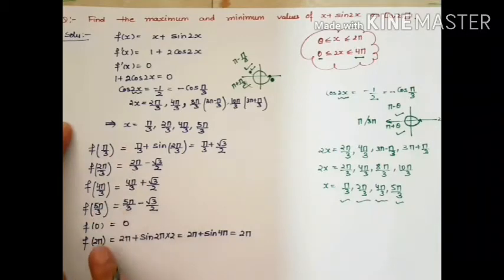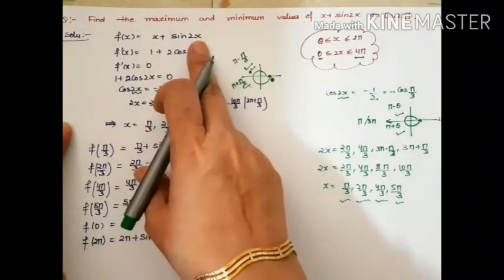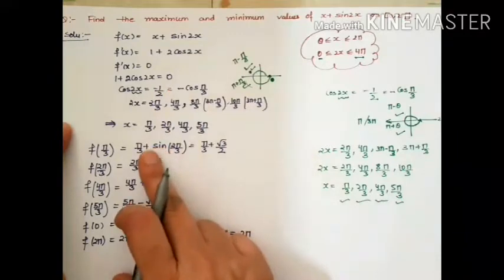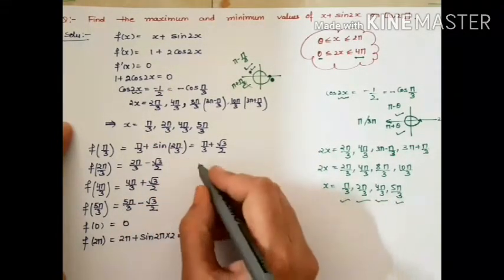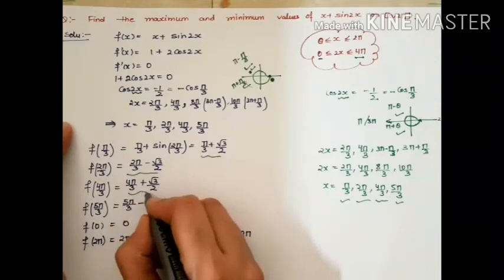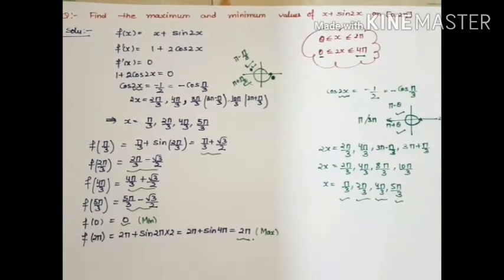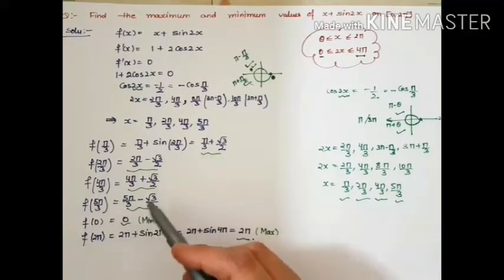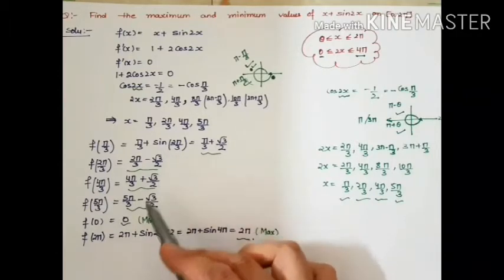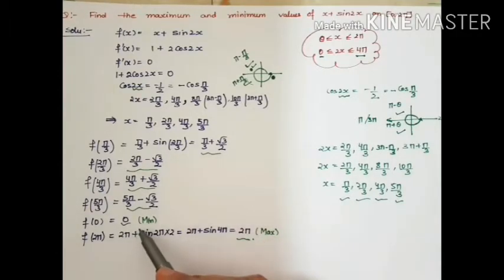Now just substitute all these angles one by one in this equation, x plus sine 2x, and try to find the values. So these are the values that we are getting. Now once you put pi as 22 by 7 and calculate, you can see that out of all these values, the minimum value we are getting at 0 and the maximum value we are getting at 2 pi. So that will become our answer for this question.